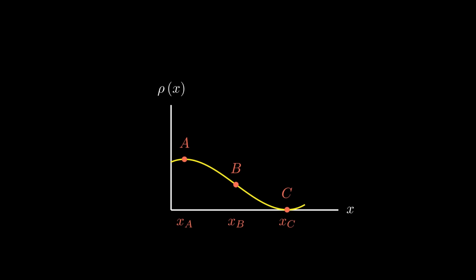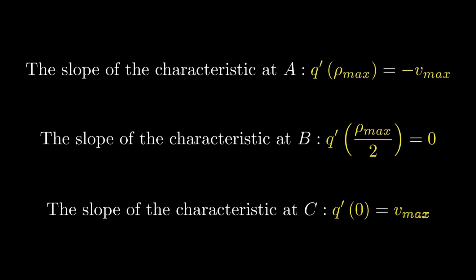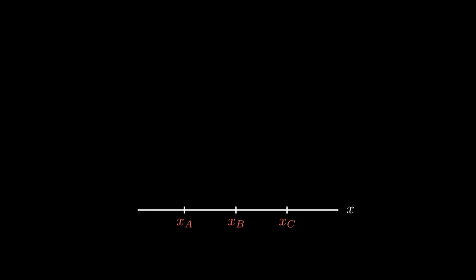Let's get to calculating the slopes and drawing the characteristics. I'll skip the unnecessary details. The slope at each point is the following. At point A, it's minus Vmax, at point B, it's 0, and at point C, it's Vmax. And so if we were to plot the characteristics, they would look like this. Now, let's use these characteristics to see what happens to each point one by one as time progresses, say by t hours, starting by the point A.